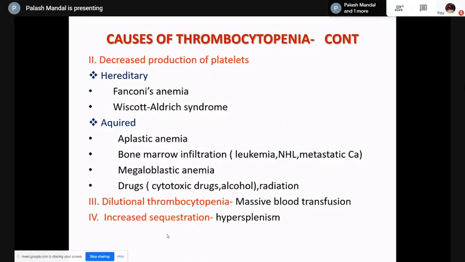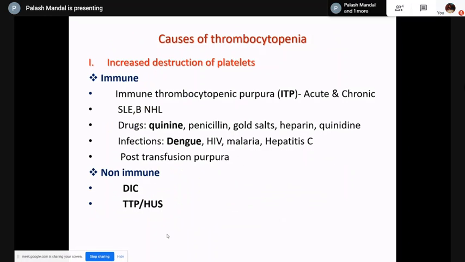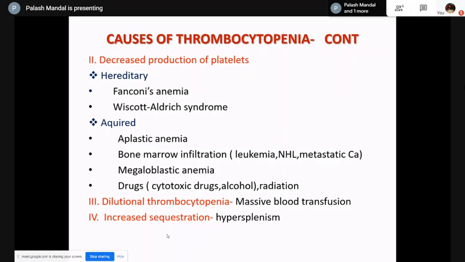Now, increased sequestration. Sequestration is also an indirect way of increased destruction. Okay, but this is a normal physiological phenomenon which happens in the spleen. So physiologically, all the blood cells are destroyed in the spleen and recycled. Some of them are flushed out of the system, some of the products are recycled. Like if RBCs are destroyed, the iron is recycled and is taken up by the new RBCs. Okay, so this process goes on.